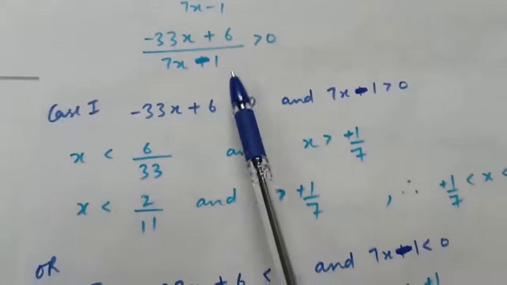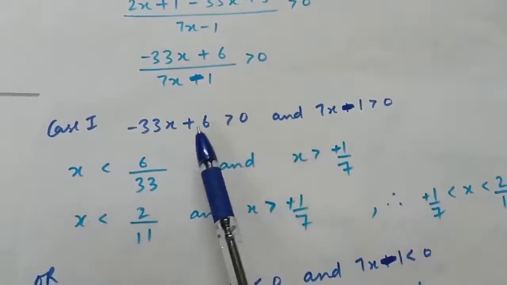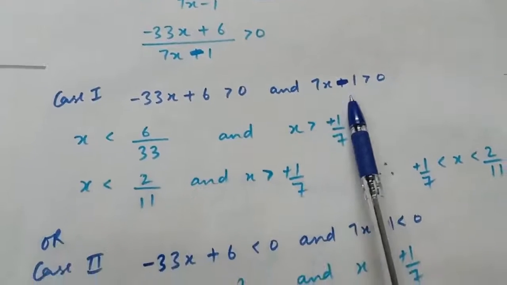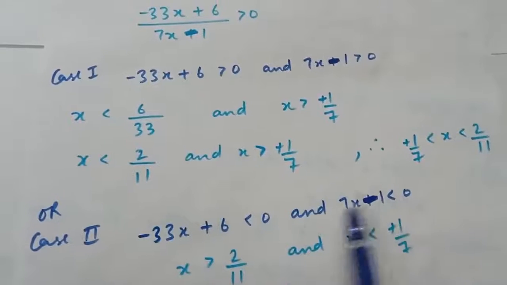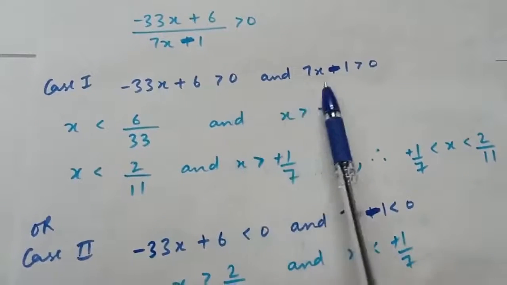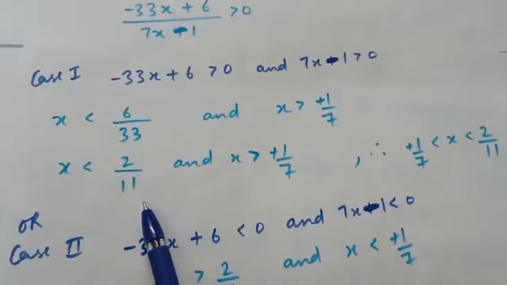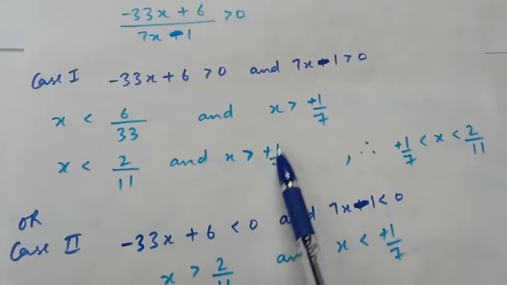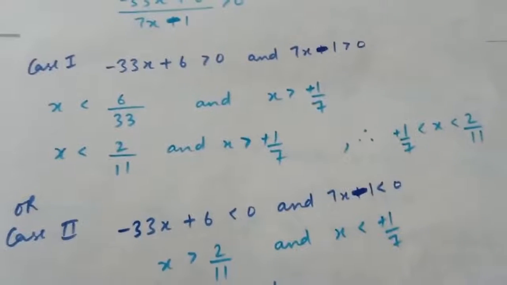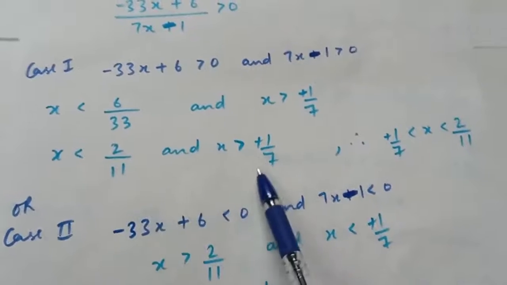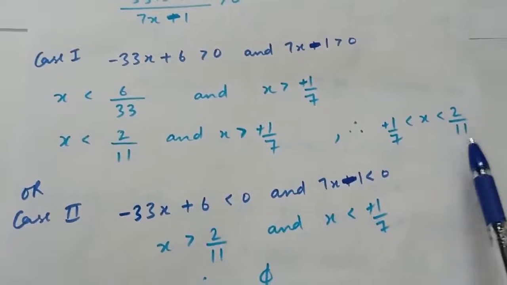Now for this, two cases arise. Because this is greater than 0, either both the numerator and denominator are greater than 0, or in the second case both are less than 0. So if both are greater than 0, this will give you x less than 2 by 11 and x greater than 1 by 7. The intersection of these two will be x greater than 1 by 7 and less than 2 by 11.